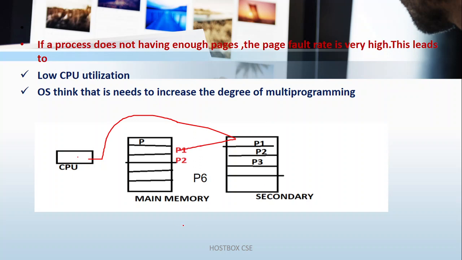Similarly, the CPU wants to access process P2. If it is not available, what happens? The condition called page fault occurs frequently. So it goes to the secondary memory, refers, and the controller goes to P2 and again brings it to the main memory to execute. Like that, it keeps executing P1, P2, P3, P4 up to P5.